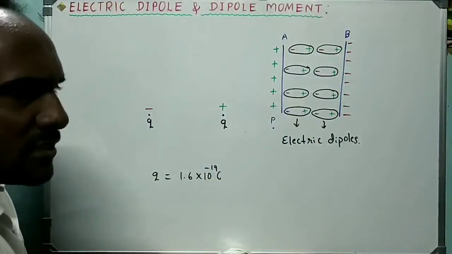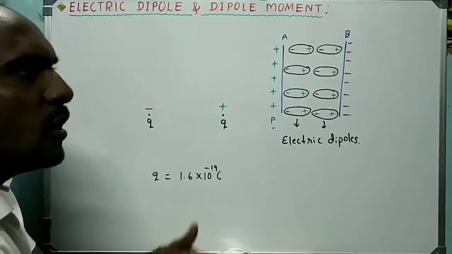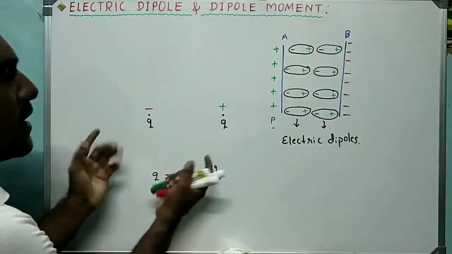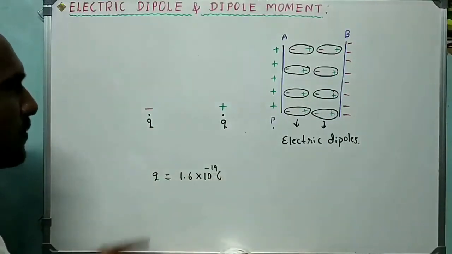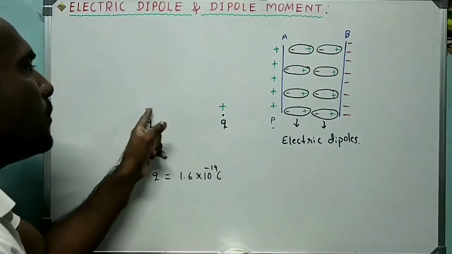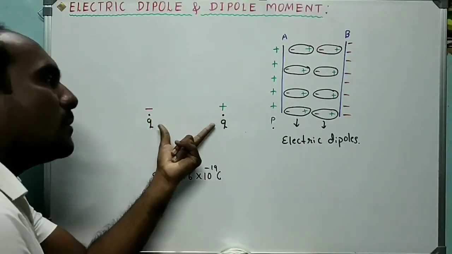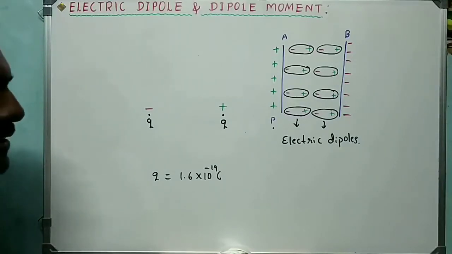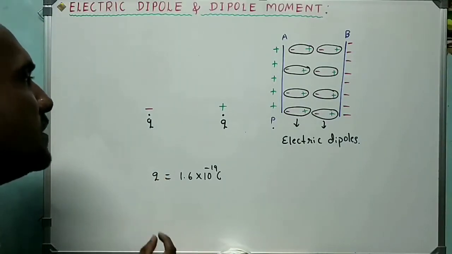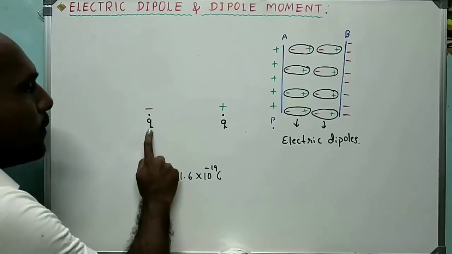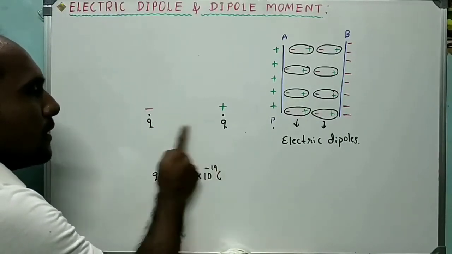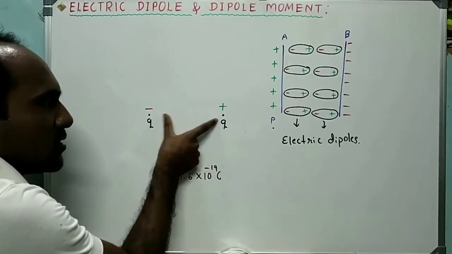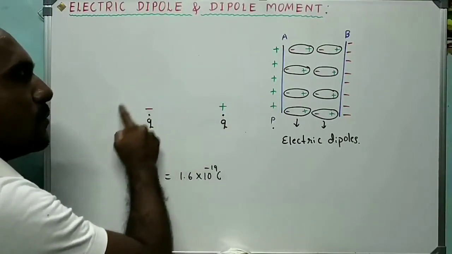Molecules like HCl, carbon monoxide, CO2, ammonia, when placed in the electric field, the charges present in them get displaced like this, and these equal and opposite point charges separated by some distance constitute an electric dipole. Getting the idea? Now tell me, what is the definition of electric dipole? A pair of equal and opposite point charges separated by some distance constitute an electric dipole.